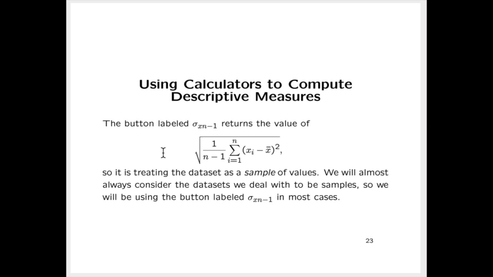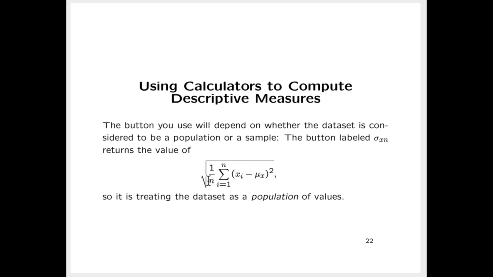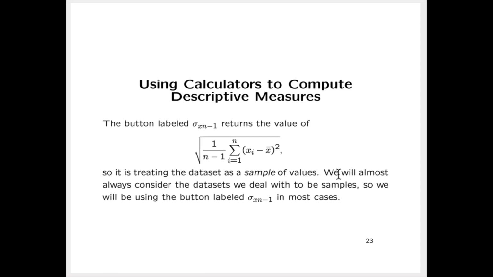So you just need to be aware that there are two buttons or two menu options on calculators that have this kind of statistical functionality, and they're calculating the standard deviation either dividing by n, which is what you would do if you consider that data set to be a population, or dividing by n-1 if you consider that data set to be a sample. So you just need to be very careful in the value that you obtain from the calculator.